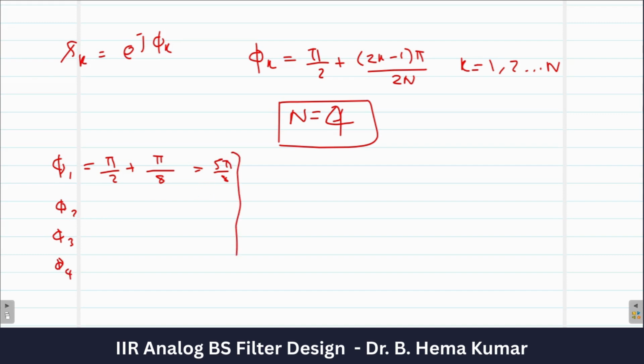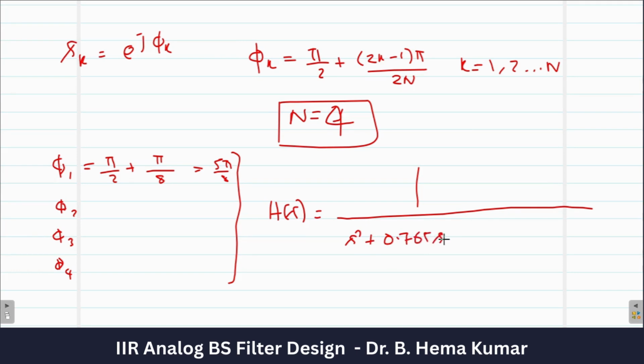Once you have found the 4 values, you substitute them into sk. I am directly giving you the analog transfer function. There is a separate video on how to calculate the analog transfer function, you can just refer to that video. Here sk comes to (s square plus 0.765 s plus 1) into (s square plus 1.848 s plus 1). This is the analog transfer function you have to get.